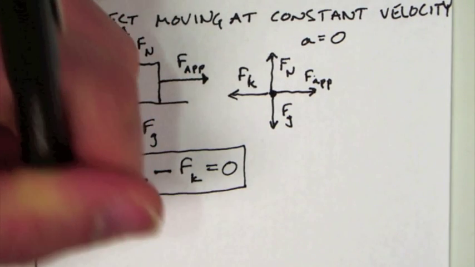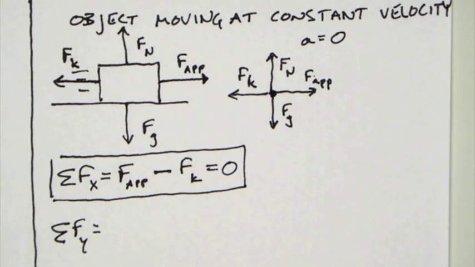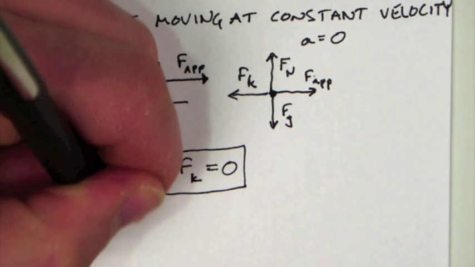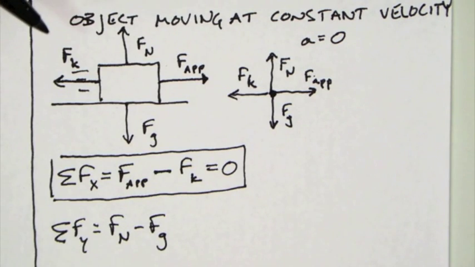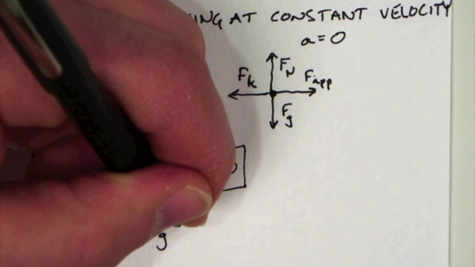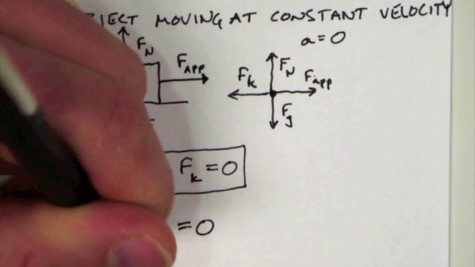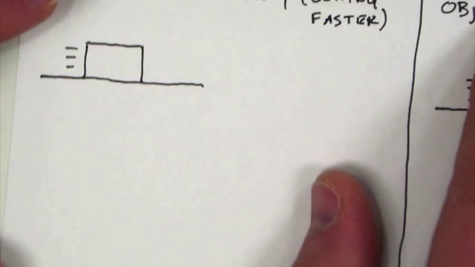In the y direction, it's the same as it was for the previous situation. I have the normal force, and I'm going to subtract the weight because it's going in the opposite direction, and because, again, there is no acceleration downward or upward, there is no net force. So in this case, it's going to be 0. All right, let's move on.